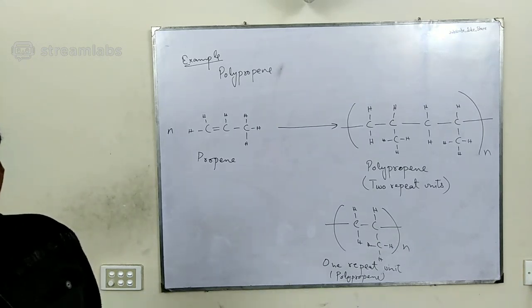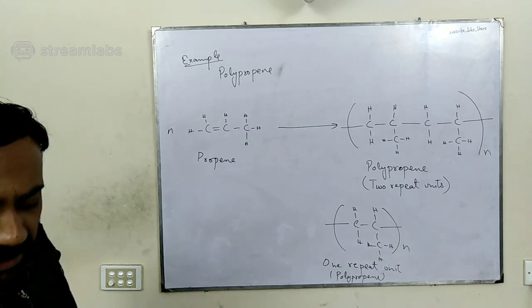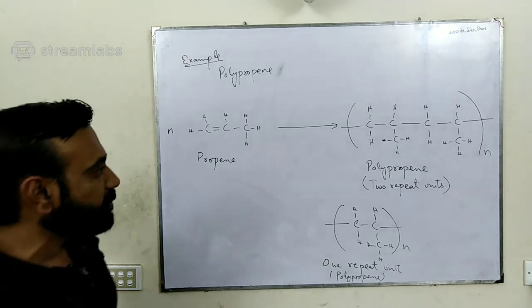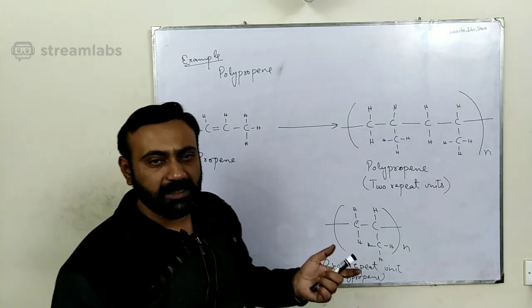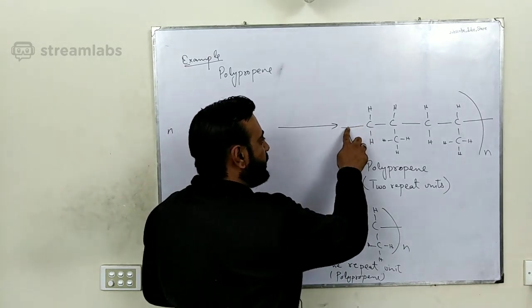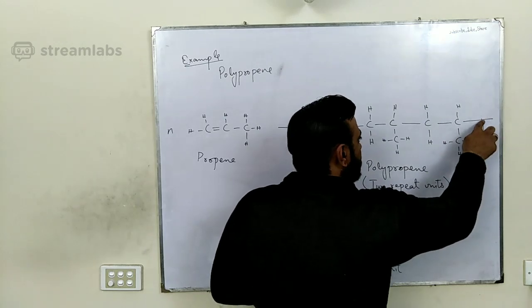There are 2 questions actually. One of them is that if they say to make 3 repeat units, will we make those brackets or not? See, those brackets are not actually compulsory. If you give the structure without these brackets like this, even then it is fine.